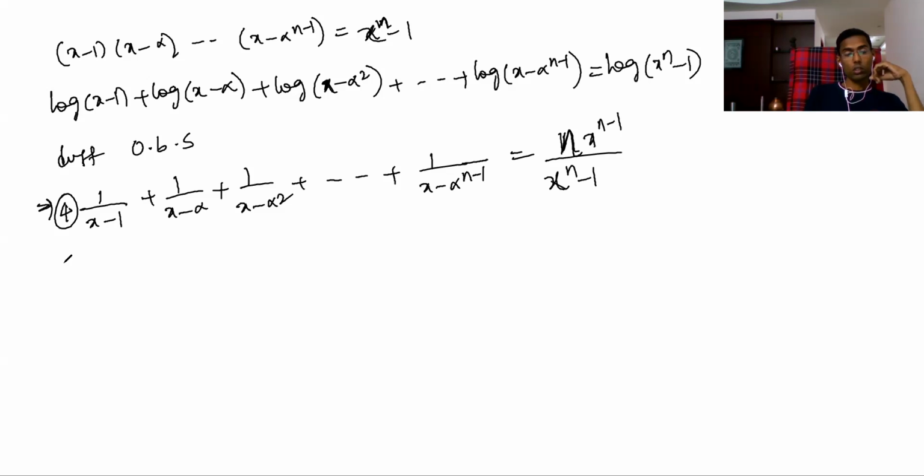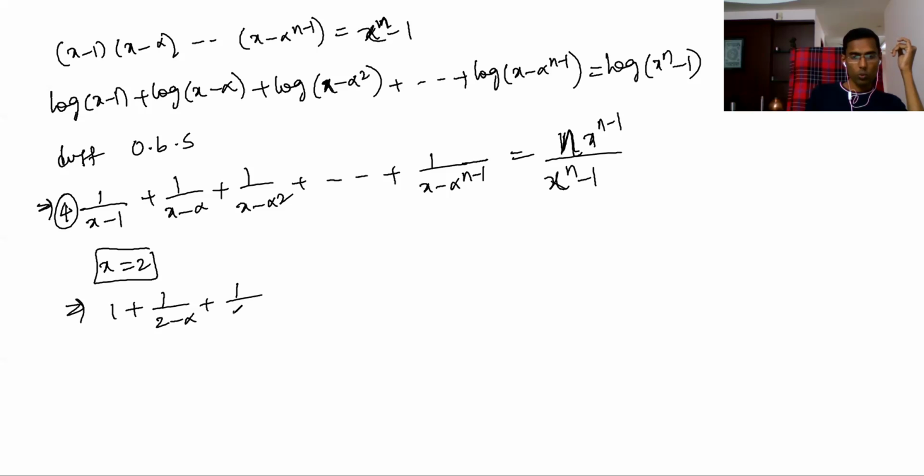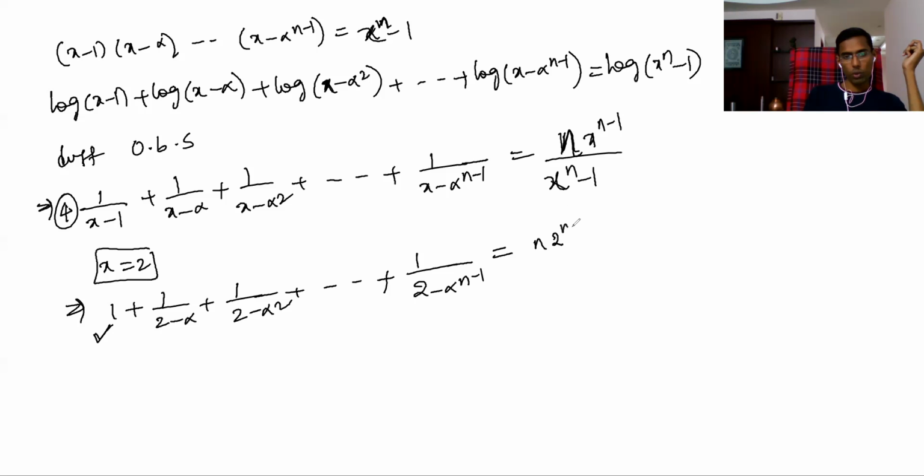Result 4. Why? Because here they will ask, they will substitute x equal to 2. If you put x equal to 2, you are going to get like this: 1 plus 1 by 2 minus alpha plus 1 by 2 minus alpha square plus so on up to. When this question is asked, you should understand x is substituted as 2. So here n into 2 to the power of n minus 1 by 2 power n minus 1. So this is the answer for this.